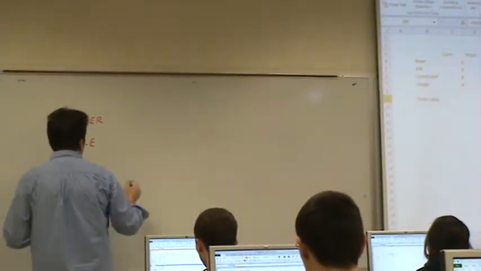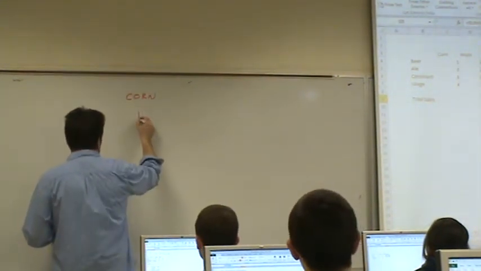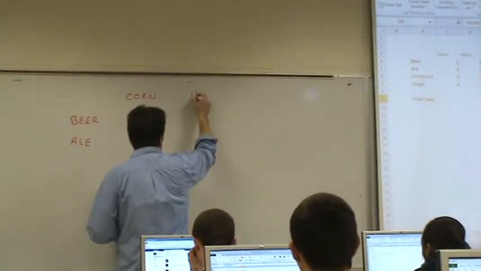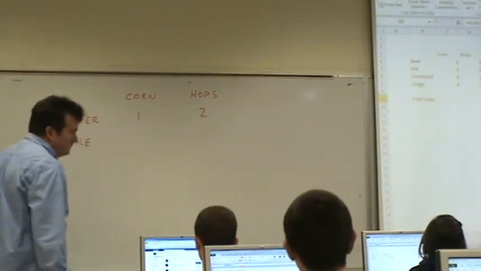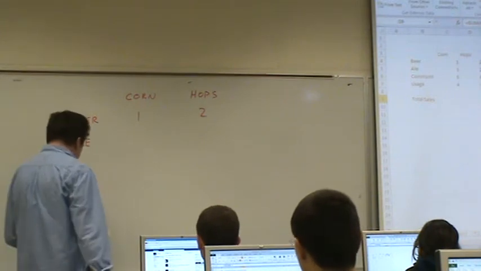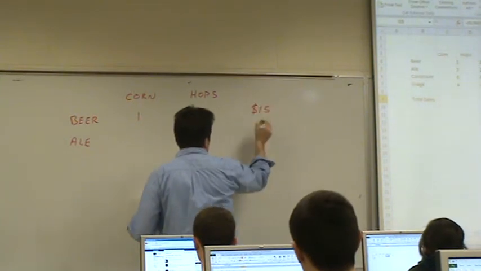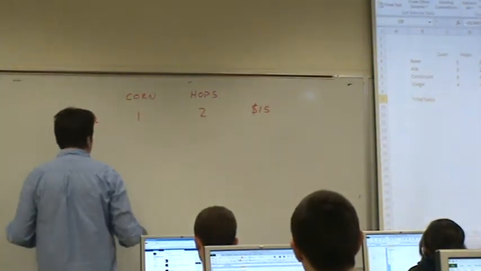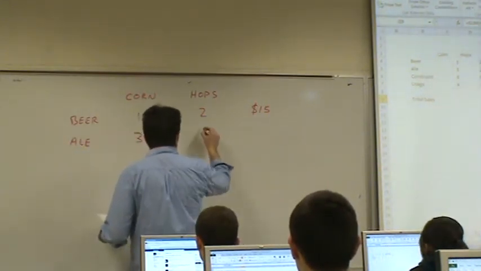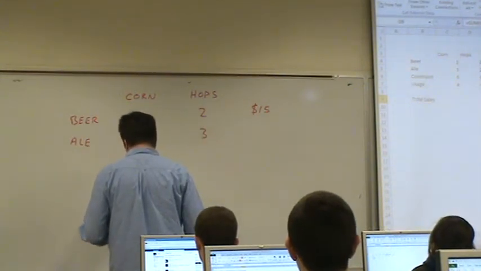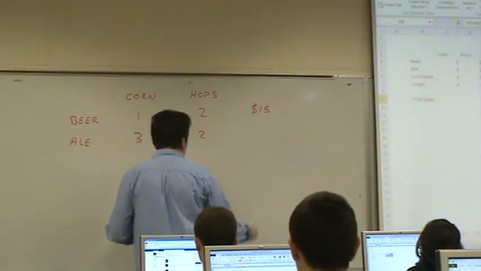And let's say to make 1 barrel of beer, we use 1 barrel of corn, and we use 2 barrels or bushels of hops to make beer. And then when we make a barrel of beer, we can sell it for $15. If we want to make ale, that takes 3 barrels of corn, 3 bushels of corn, and 2 bushels of hops. Well, we can sell that for $20.